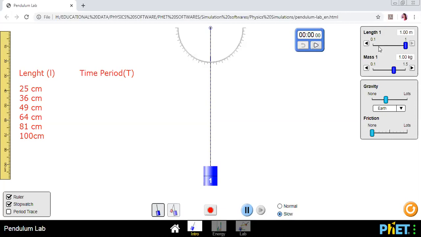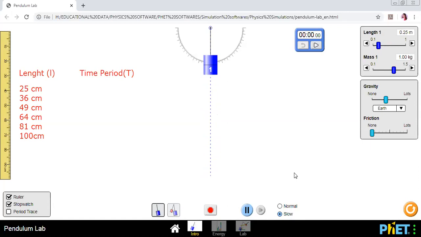Here I can decide the length. So I'm going to keep the length of the pendulum as 25 centimeters. See, I'm decreasing the length of the pendulum and I'm making it 25 centimeters. Can you see here how much is the length of the pendulum? 25 centimeters.